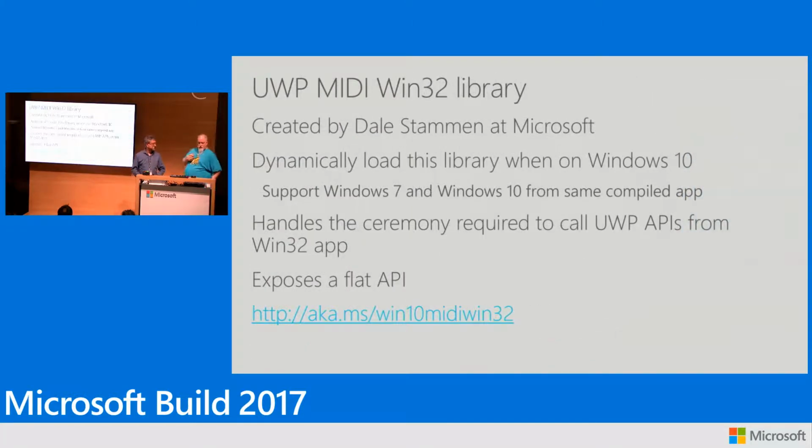Cool. Another thing we've done is that the UWP MIDI library needed a bit of a wrapper around it to make it super easy for Win32 applications to use. It wasn't strictly necessary, but for showing external customers how to make these UWP calls from C++, it really helped them out. It was created by Dale Stammen on my team. It exposes a flat API that wraps the UWP stuff. So you can do detection in SONAR to check what version of Windows you're running on, and if you're running on Windows 10, it dynamically loads a DLL, and you're able to do some cool stuff with that. It's all open source, out on GitHub.